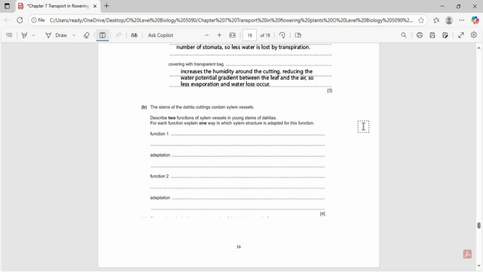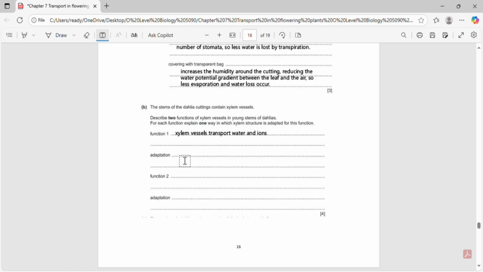Next part of the question asks, the stems of the dahlia cuttings contain xylem vessels. Describe two functions of xylem vessels in young stems of dahlias. For each function explain one way in which xylem structure is adapted for this function. So, we will write the first function as, function 1 is xylem vessels transport water and ions.